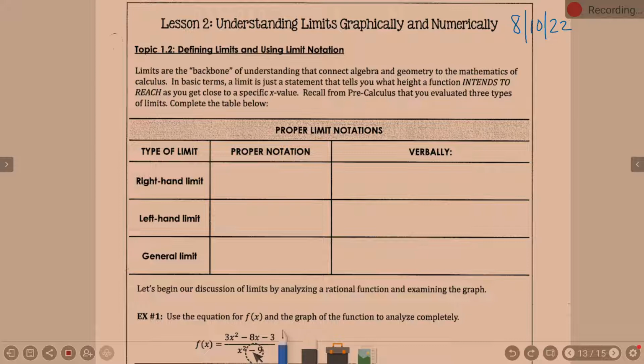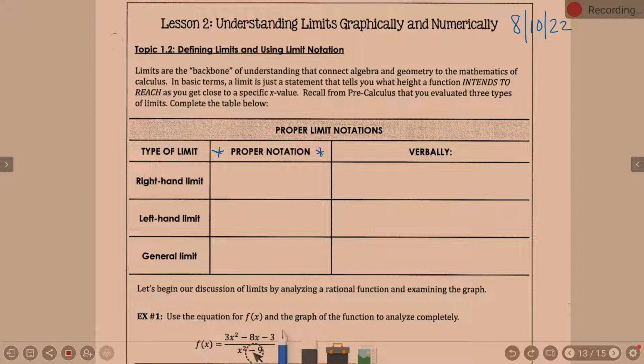Recall from pre-calculus that you evaluated 3 types of limits, and we're going to complete the table below. Part of what we're going to look at here, which is important, is what is proper notation? How do you write a limit? Because we have to be specific. When it comes to the AP exam, that's not me grading it. That's an AP grader, and if they want to be specific and your format doesn't match, it doesn't have to work for them.